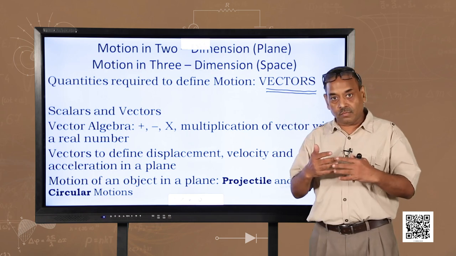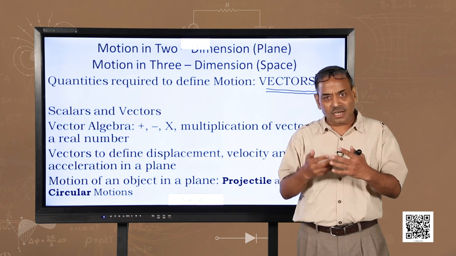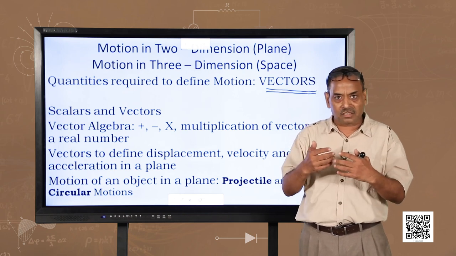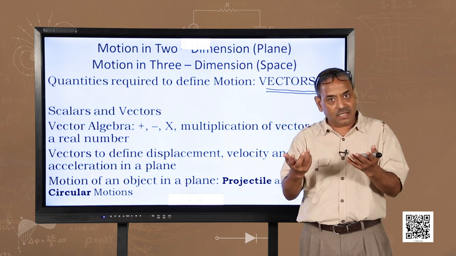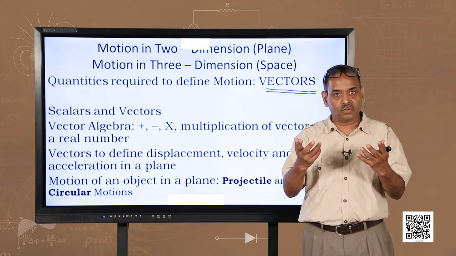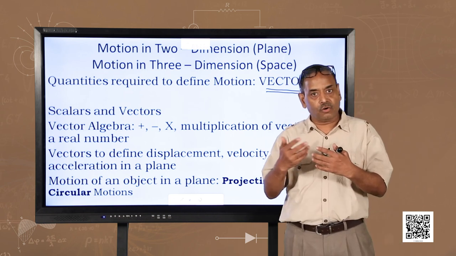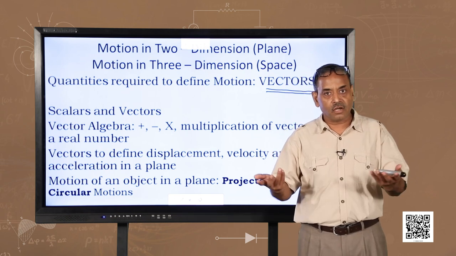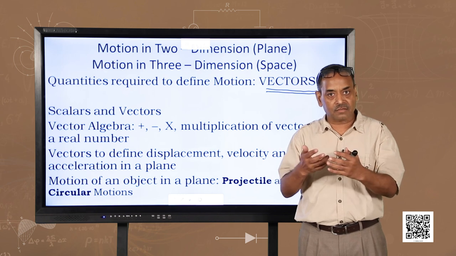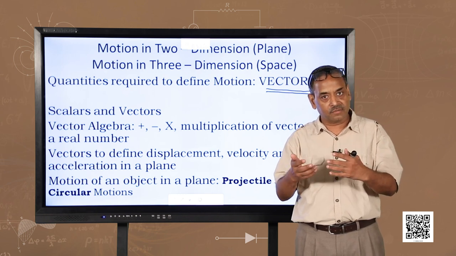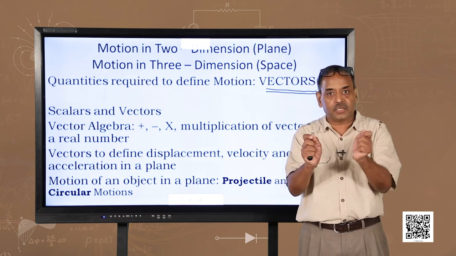You might say, sir, we have studied in class 9 that there are some quantities which can be explained only through their magnitude, like the distance travelled. Nobody asks in which direction. I have roamed 4 kilometers today morning, that is all. In which direction? No. This is the total path length, or the total distance, which I travelled in the morning. So this was a scalar quantity because it can be explained just by its magnitude.